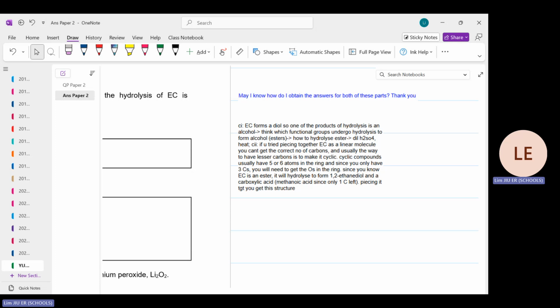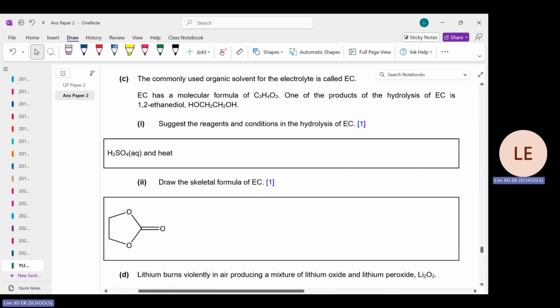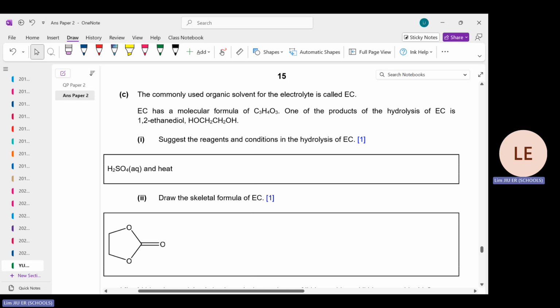Okay, let's look at how to do it. In this case, they say that the commonly used solvent is one of the products of hydrolysis. So the first thing you know is that this is actually a hydrolysis process. Given that it is a hydrolysis process and given that your product is an alcohol, you can guess what is likely to be your initial electrolyte, the organic solvent.